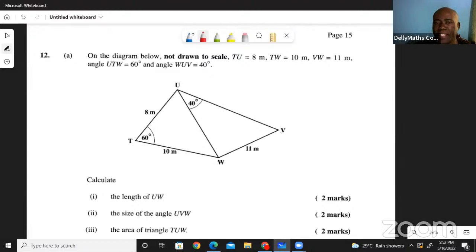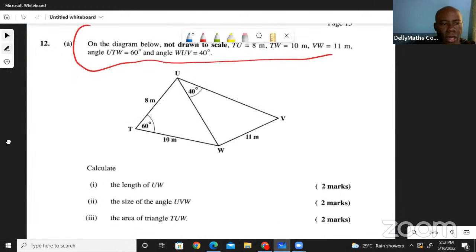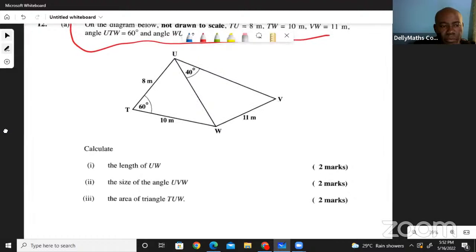It says that TV is 10, it is on the diagram. VW is 11 meters, and angle UTW is 60 degrees, and the angle WUV is 40 degrees. So every single thing that they just gave us in the instruction is actually on the diagram, which is excellent, which is very good. So now, let us see the way forward.